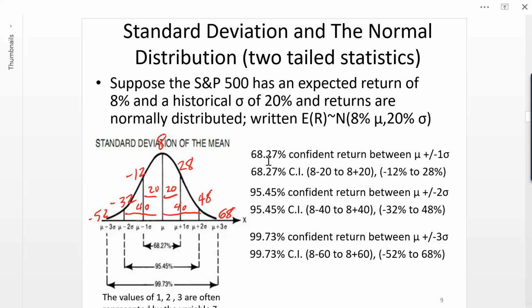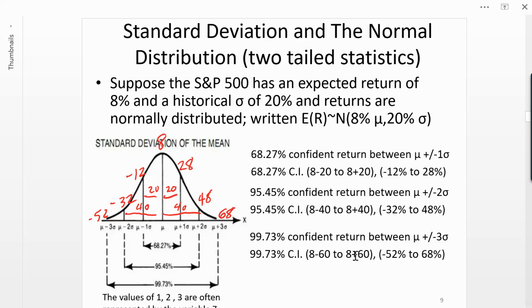And this is just looking at if our stock returns were normally distributed with 8% mean and a 20% standard deviation, just rounding. We can then say that 68.27% of the time we're going to be plus or minus 1 standard deviation. So I'll take 8 plus 1 standard deviation, that's 28%, and 8 minus 1 standard deviation, that's minus 12%. So 68% of the time, my stock return is going to be between negative 12 and positive 28%. And I would be 99% confident it's plus or minus 3 standard deviations.